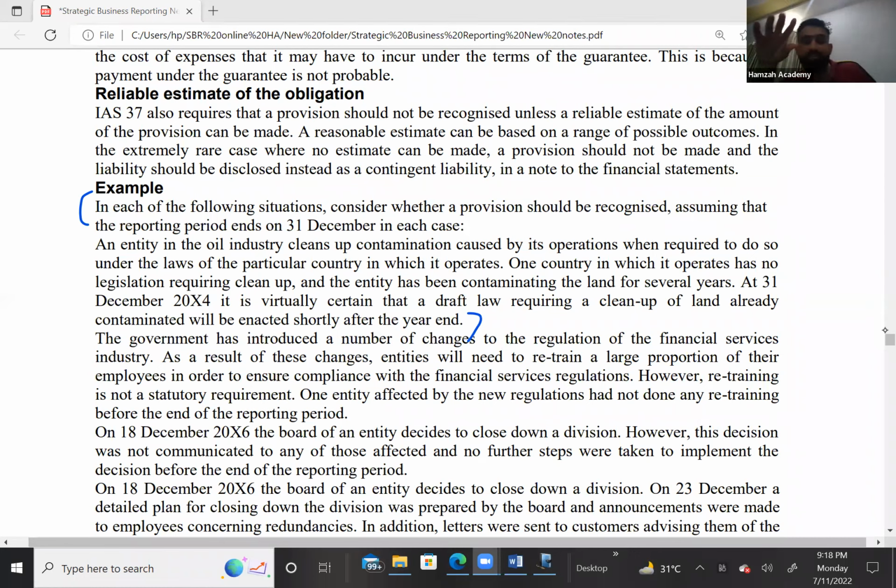Now, the past event has been done at the year end. They have already contaminated the land, and they know that a law is going to be enacted which will require them to rectify the land, to clean up the land, which has been done already before the year end. So the past event has been done, the condition exists at the year end, so a provision should be recognized. Principally, it should be recognized.